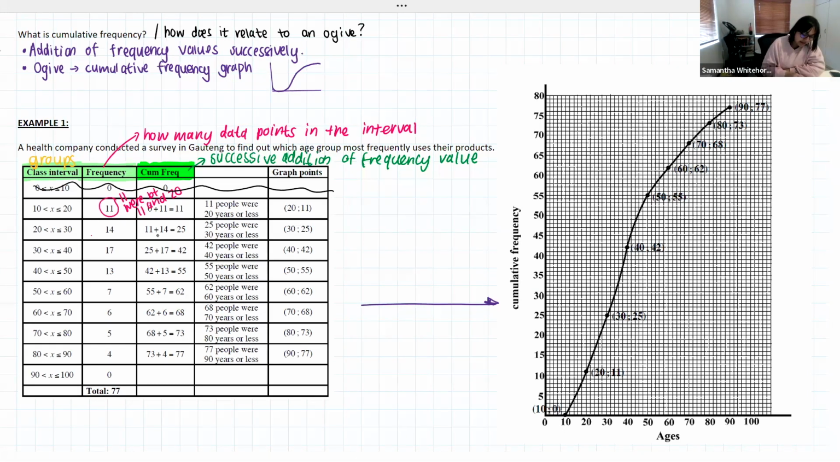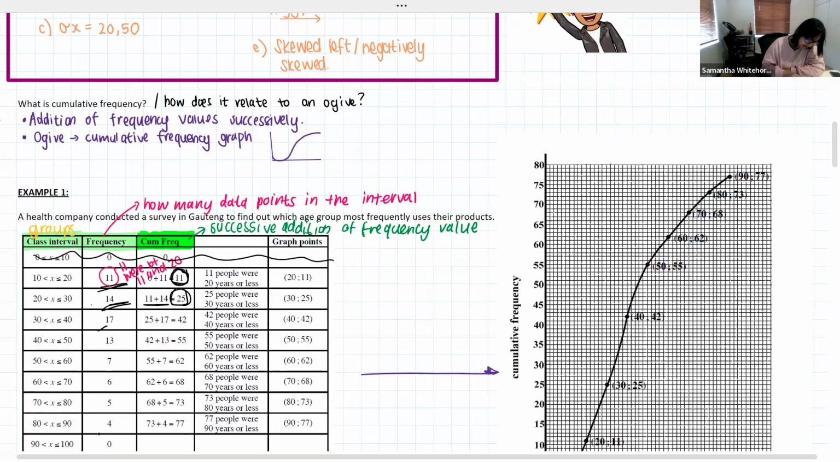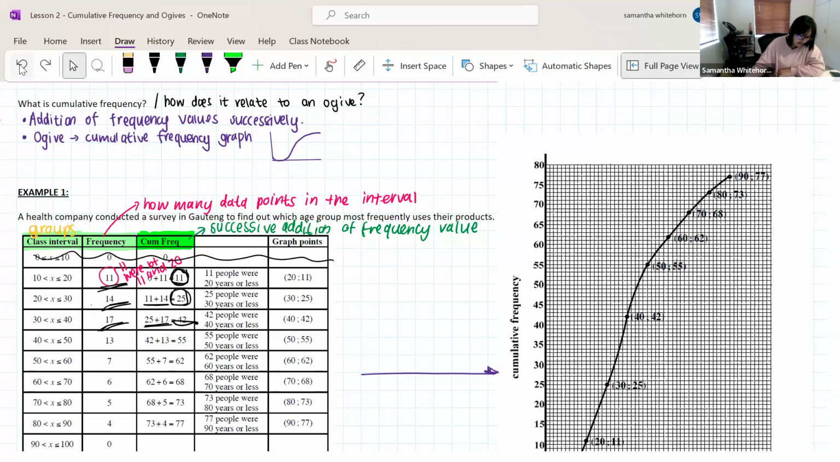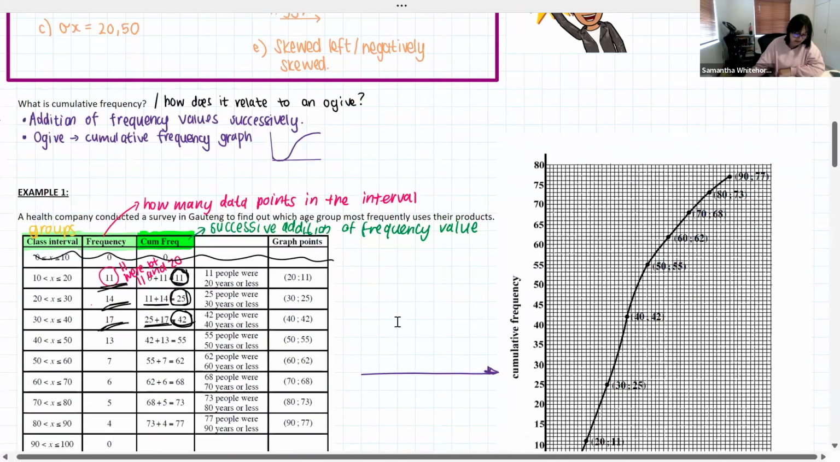Cumulative frequency basically takes the first frequency value of 11 and it successively adds the next ones. So to get the next cumulative frequency value, we would now take 11 plus 14, which is what I've got here, to get 25. Then I would take the next frequency value, which is 17, and I will add that to my 25. So 25 plus 17, 42. And I keep adding on my frequencies basically until I have totaled up all of my frequency values.